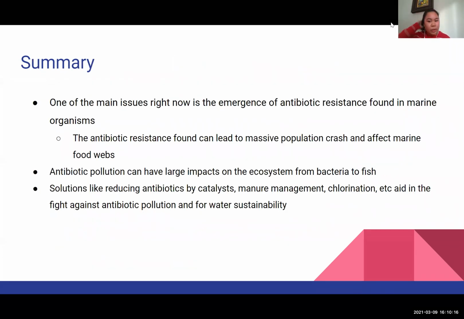Then, in summary, the emergence of antibiotic resistance in marine organisms is a big issue, as it can lead to a massive population crash, affect marine food webs, and impact ecosystems from bacteria to fish. Solutions like reducing antibiotics by catalysts, manure management, chlorination, etc., have been found to fight against antibiotic pollution and aid in water sustainability. Thank you.